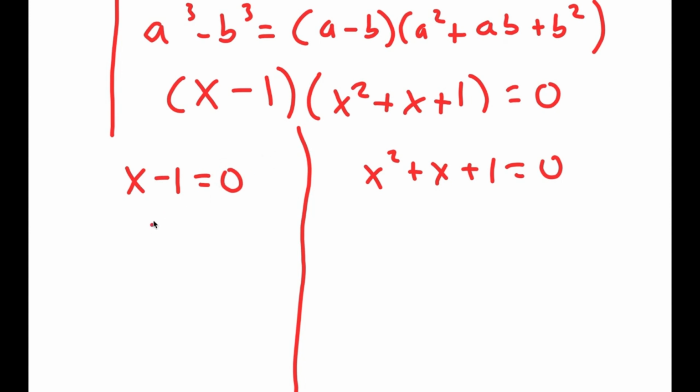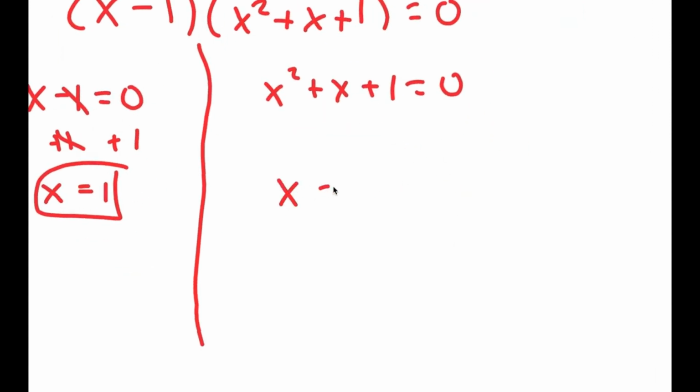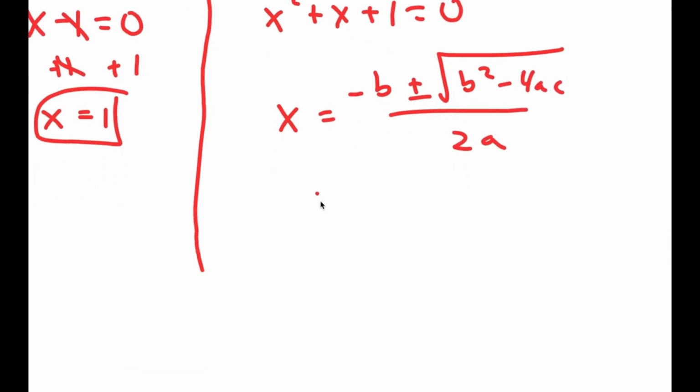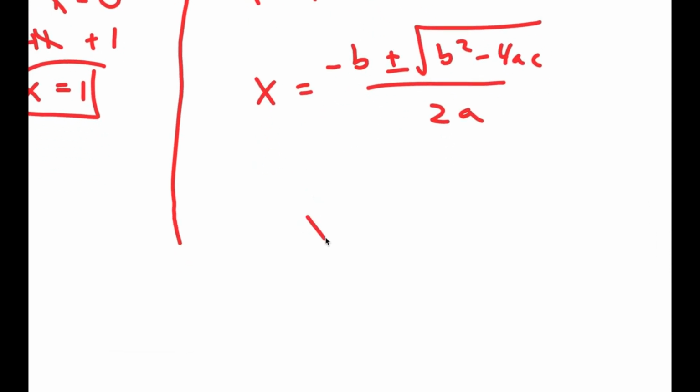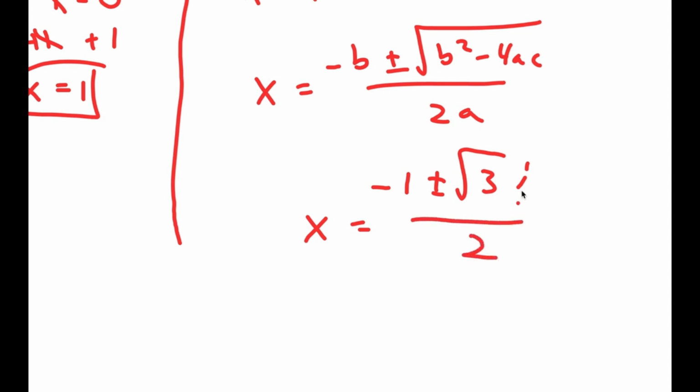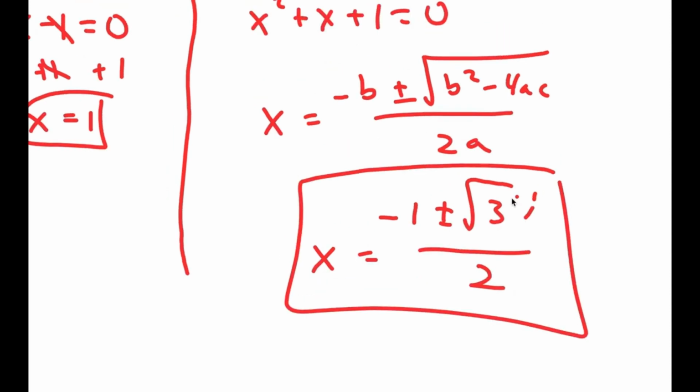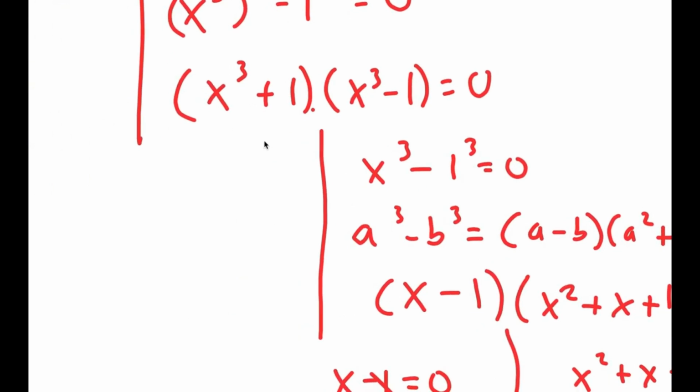So for x minus 1 equals 0, all I have to do is add 1 on both sides, and I get x is equal to 1. And for x squared plus x plus 1 equals 0, I can use the quadratic formula. So by using it, I get x is equal to negative 1 plus or minus the square root of 3 i over 2. So these are two more solutions. And now we aren't done yet because we also have to solve these.